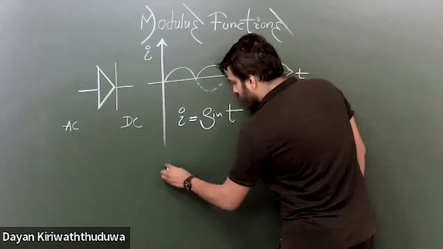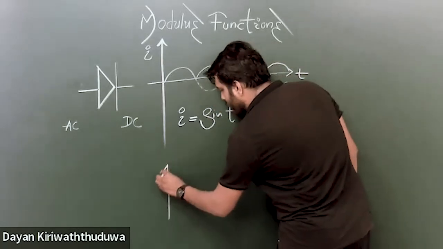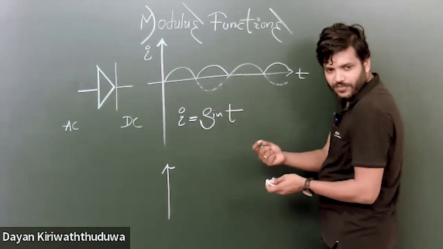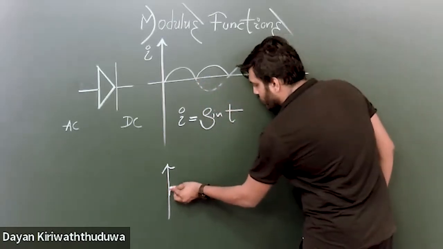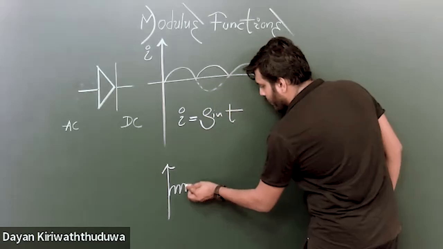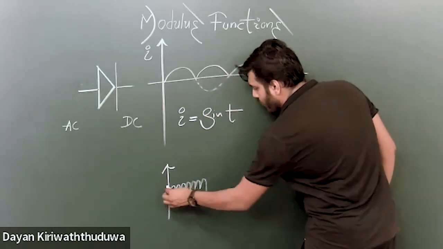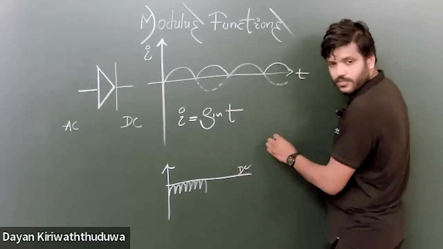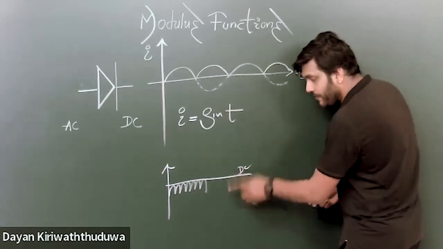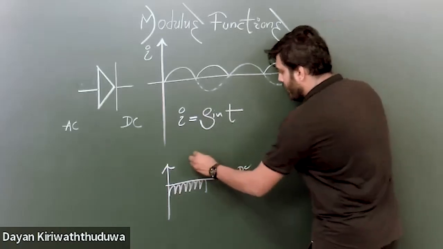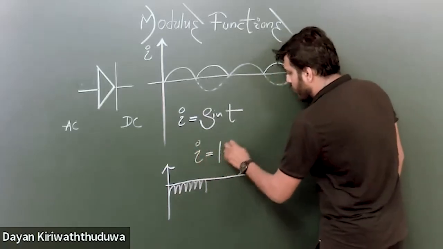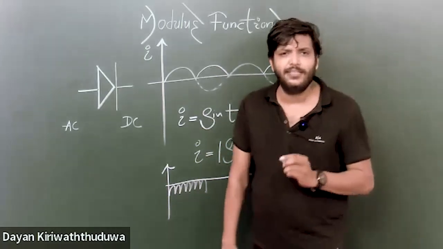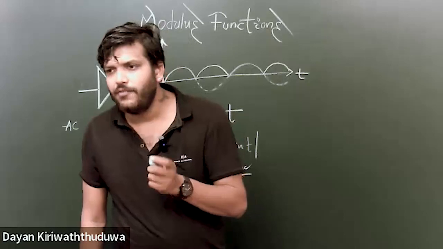And good news, if you look at this electricity movement, this is an expanded version. This is a very quick frequency we are talking about, so it would actually look something like this. See? When you connect all the humps, it is just a straight line. And this is called direct current. If someone asks what is the equation for this, we would say that is I equals modulus of sine t.